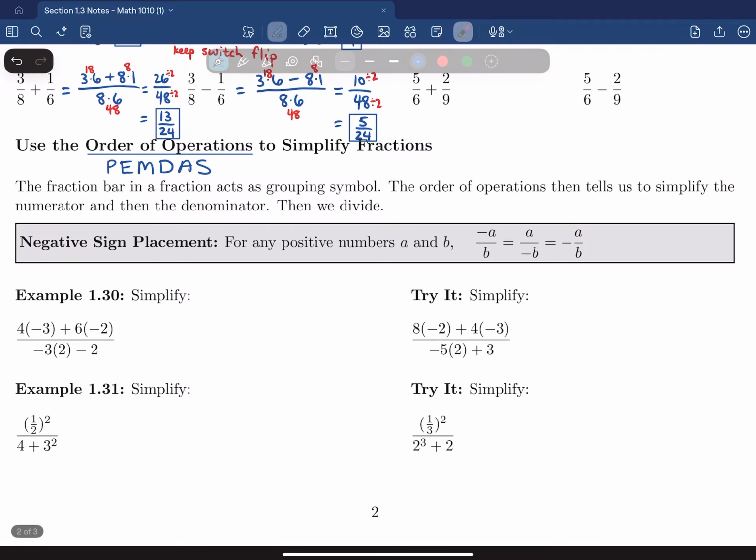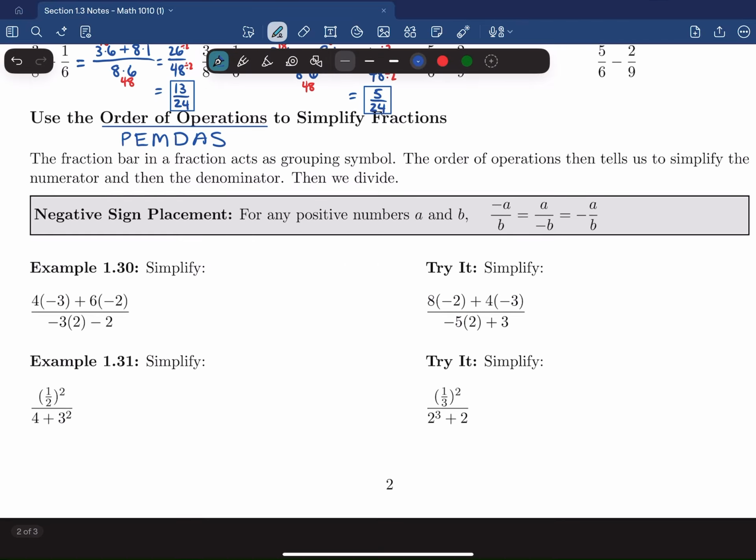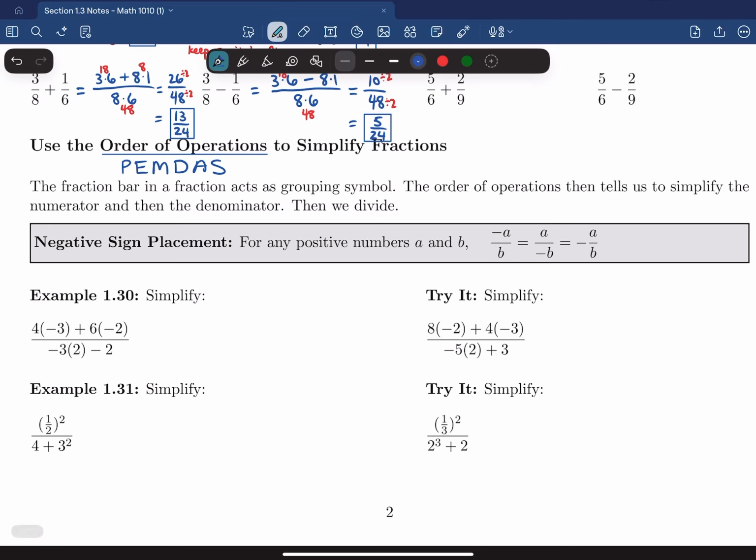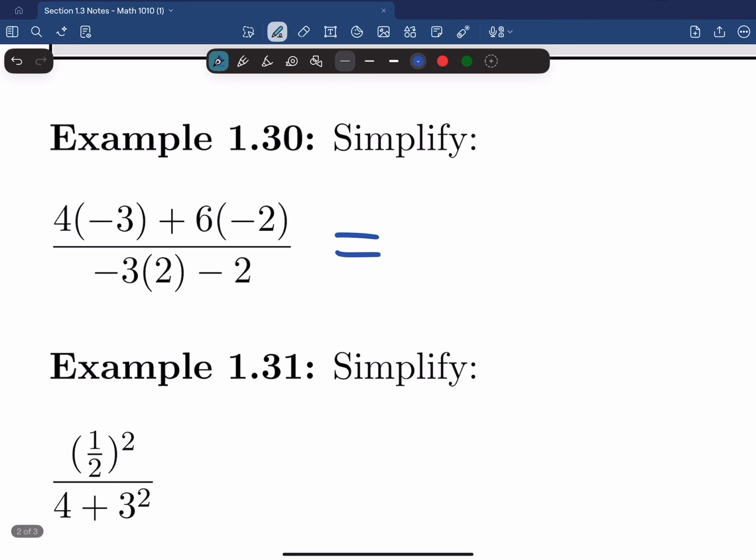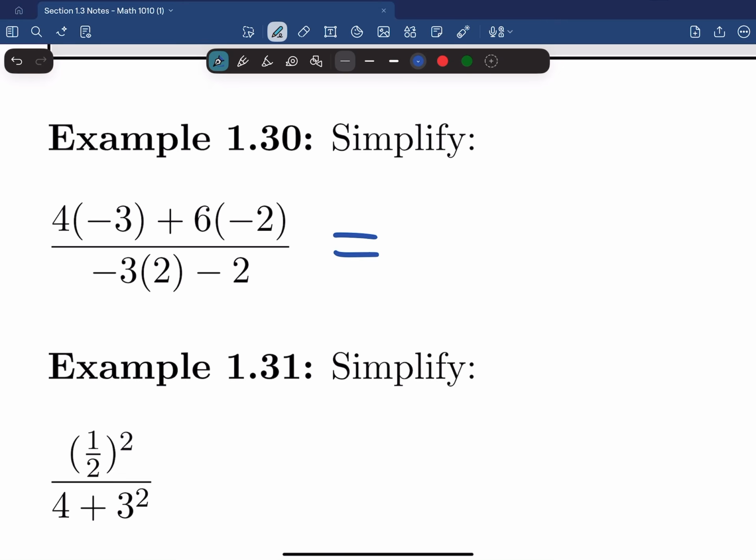All right, so let's dive into simplifying some of these fractions with PEMDAS. When I see this fraction in example 1.30, I can do the operations in the order that I see them. So 4 times negative 3, I can multiply that to make negative 12. I see the operation of addition. 6 times negative 2 gives me negative 12 as well. And then on the bottom, I have negative 3 times 2, which is negative 6, and then minus 2.